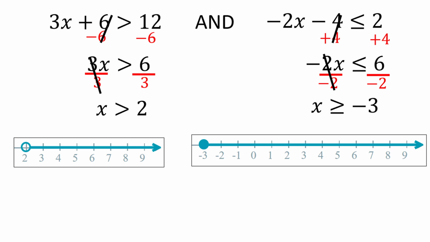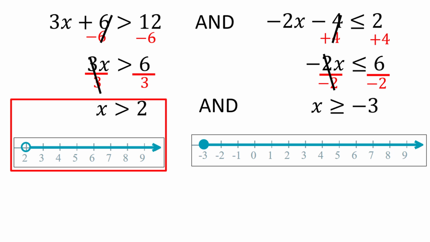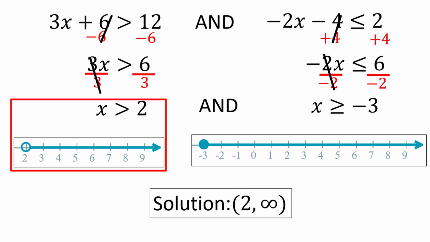Now, unlike the last problem, these two inequalities are joined by an AND statement. AND means that our solution must be common to both the first and the second inequality. The area that is common to both inequalities is that of x is greater than 2. X is greater than 2 includes the area common to both the first and the second inequality. Expressing this in interval notation, we have parentheses 2, comma, infinity, close parentheses, meaning our interval contains any values that are greater than 2, all the way up to infinity.